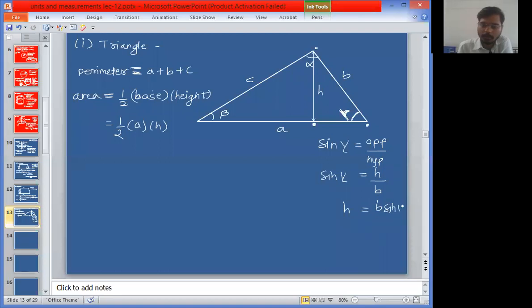So sir, can I write 1/2 this A as it is? Instead of this H, can I write B sin gamma? Yes, you can write B sin gamma. Sir, can I say AB sin gamma upon 2? Yes, or 1/2 AB sin gamma, A into B into sin gamma. This is the basic formula, and this is the formula that we derive.